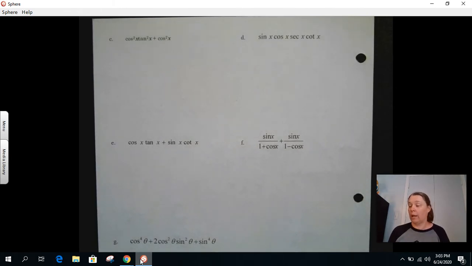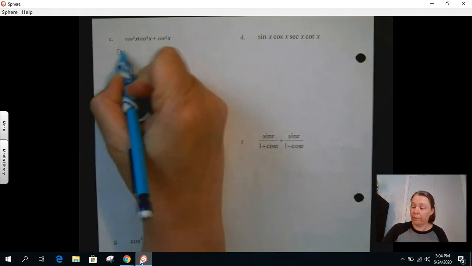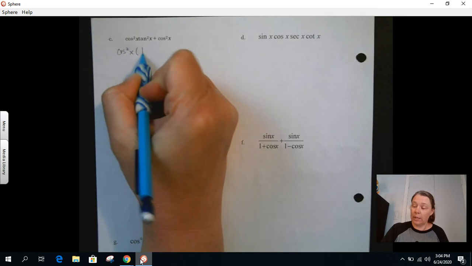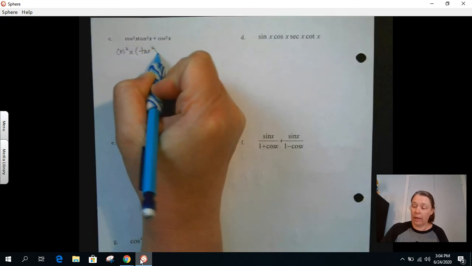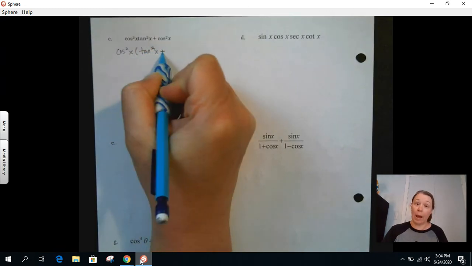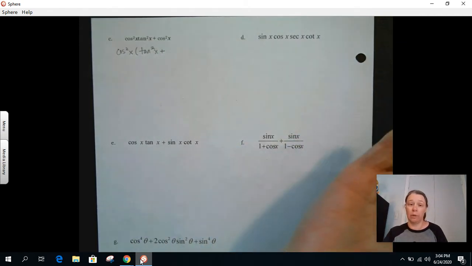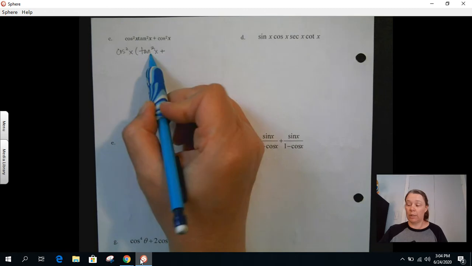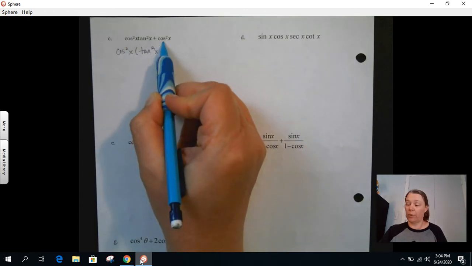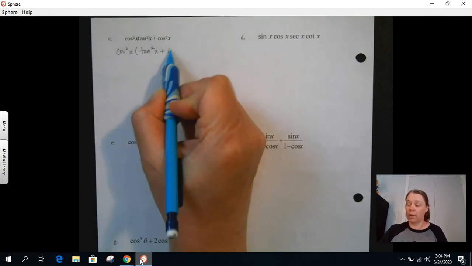Okay, so I look at that and say, I see cosine squared as part of both of them. I just don't want you guys to think that I did it this way and you didn't think of it that way, so I'm right and you're wrong. You could have thought of a totally different way and be completely right. I just happen to notice this. So if I pull a cosine squared out of both of them, I'm left with tangent squared x plus 1.